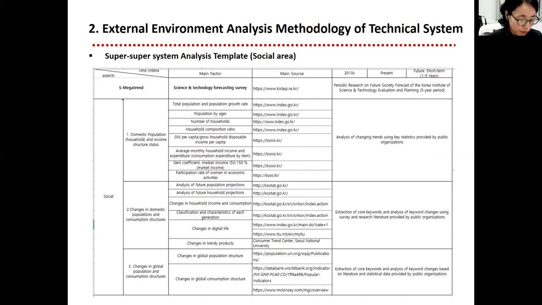For example, the keywords extracted by area repeatedly appearing across the areas of STEP include polarization, imbalance, deepening, complexity, individualization, connectivity, diversification, smartification, immortalization, digital economy, platform service, circular economy, and reorganization of the traditional global value chain. Based on this finding, we can forecast the overall macro external environment trends for the near future.